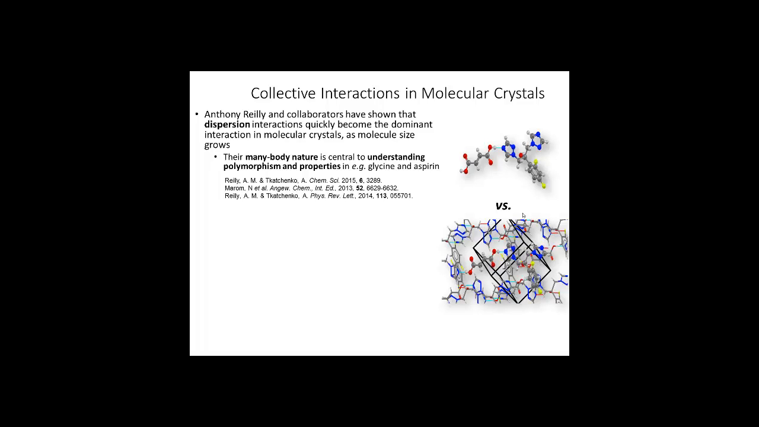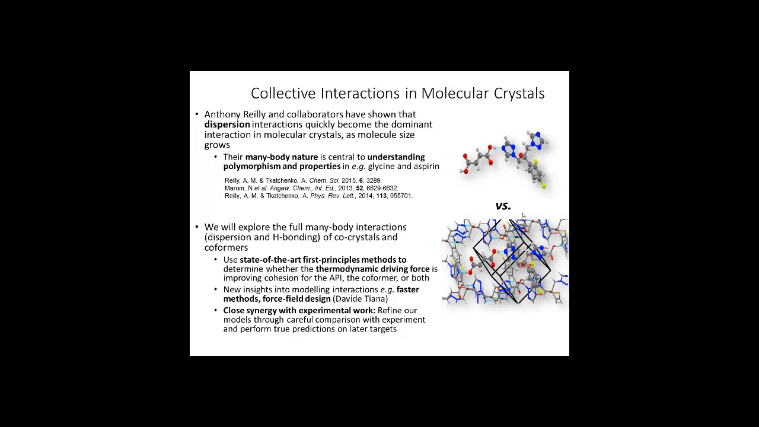So for all of this, we do need a lot of validation. So we need that close synergy with experimental work, with people like, say, David Tiana in UCC doing lots of very nice work, including, for example, developing faster methods and developing force fields that would allow us to reduce the time to solution. But always we need to benchmark, so we need to sanity check everything we do. So we need that close synergy with experimental work.